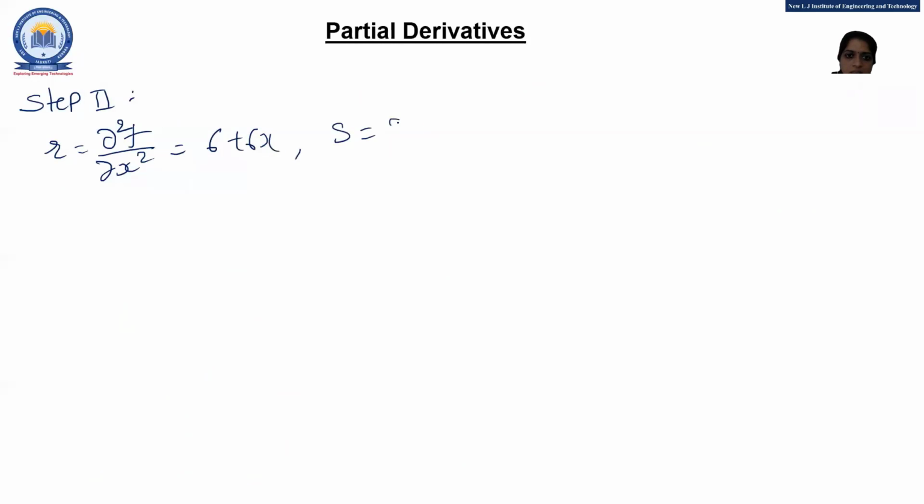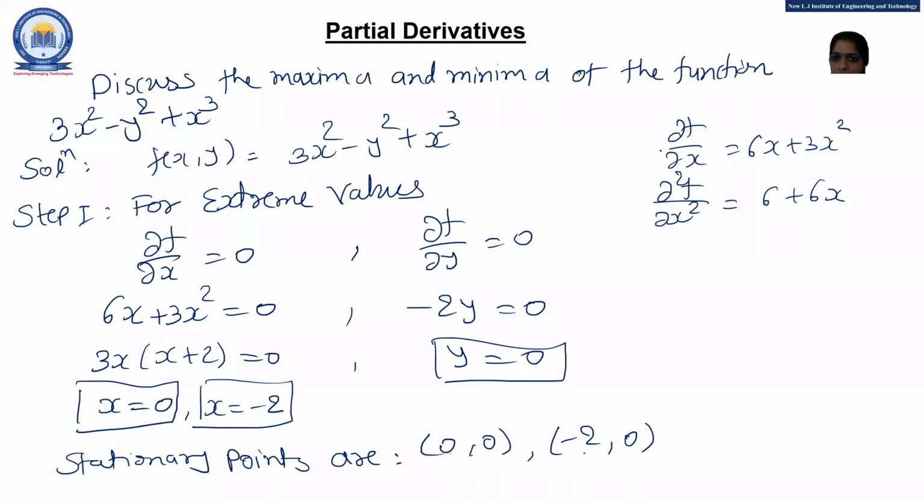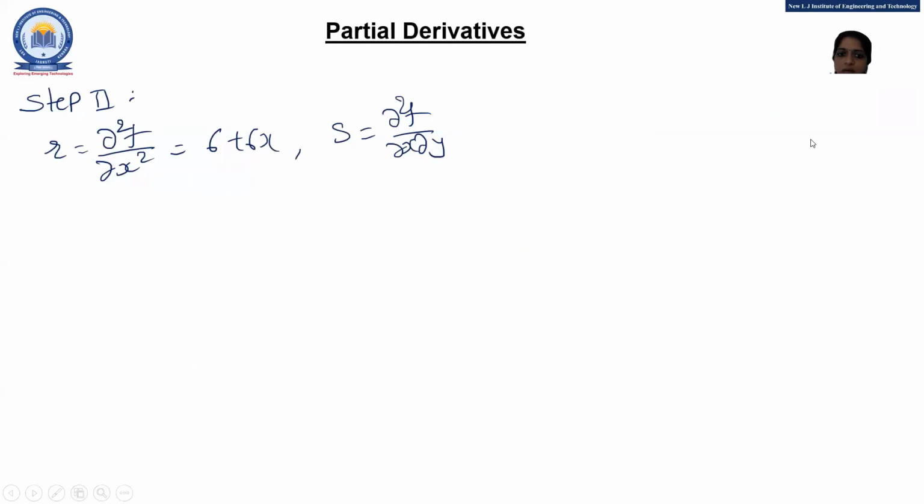Now s, that is del square f by del x del y. It means I have to do the partial derivative of this del f by del x with respect to y, but there is no y. So del square f by del x del y is 0.